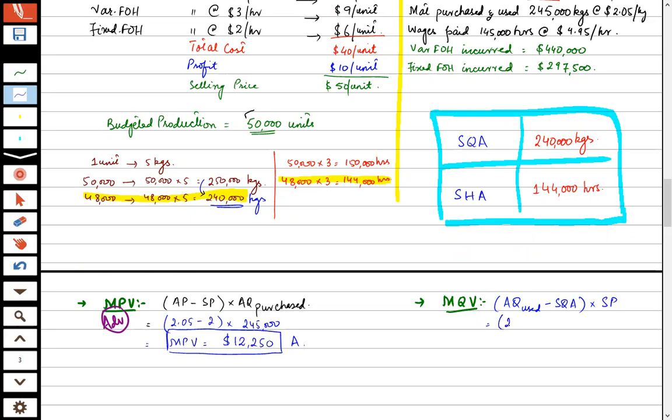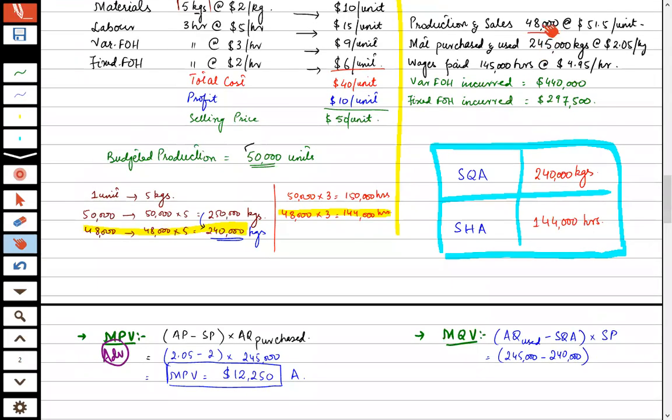So we will write 245,000. Standard quantity allowed was 240,000 for that units. Production of 48,000 units. Now see what happened. For producing 48,000 units, on the basis of standard, we were allowed only to consume 240,000 kgs. But ultimately we consume what? 245,000 kgs. So it would appear as an adverse material quantity variance.